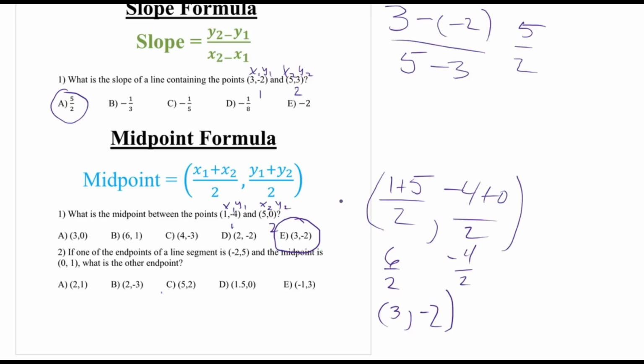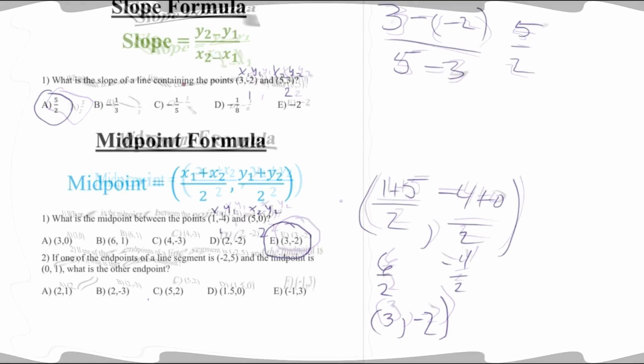Number 2. If one of the endpoints of a line segment is negative 2, 5, and the midpoint is 0, 1, what is the other endpoint? Well, this type of question is a famous one on the ACT Math, and it's easiest to not use the formula. I'm going to show you the technique now.